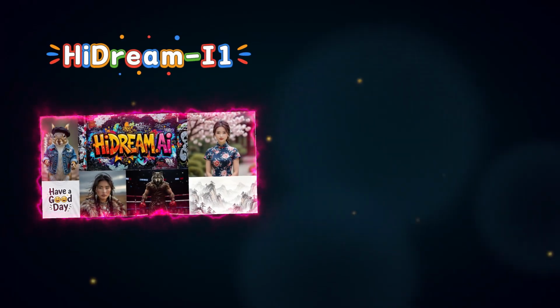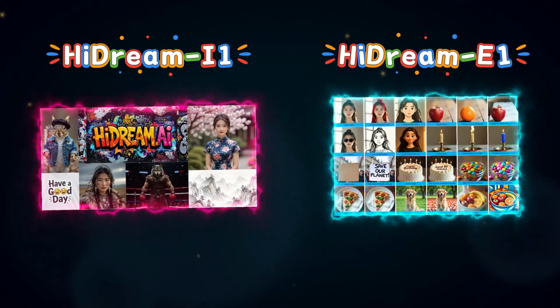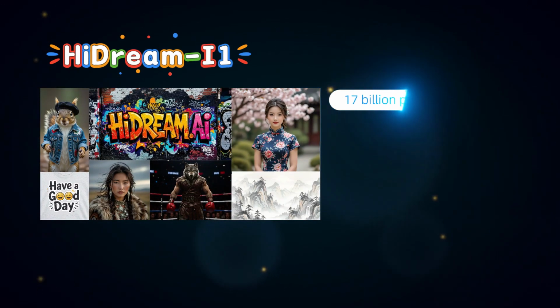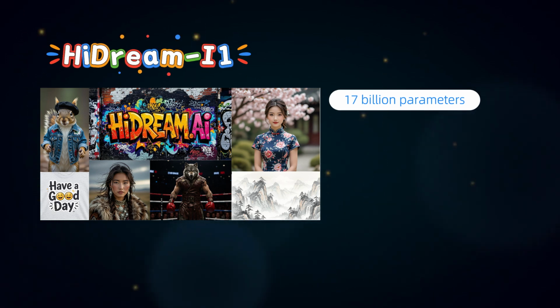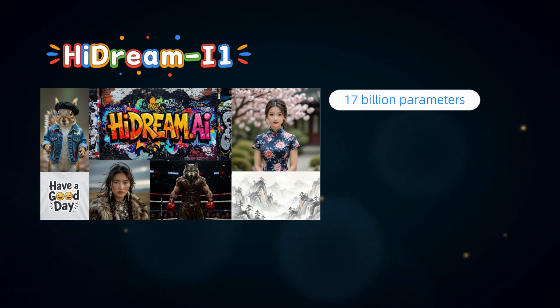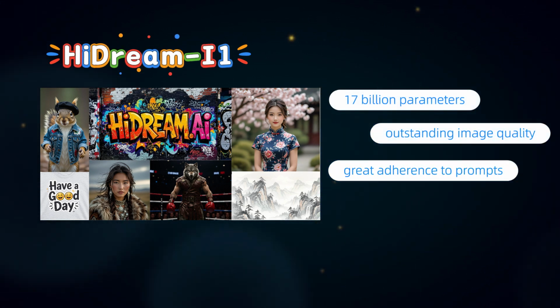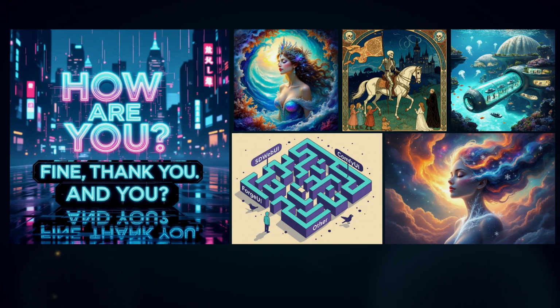The HiDream i1 text-to-image generation model and HiDream e1 image editing model are among the best in the latest open-source diffusion models. The i1 model features 17 billion parameters, surpassing the 12 billion parameters of the most popular Flux 1 series in the community. It delivers outstanding image quality, great adherence to prompts, and is open-sourced for commercial use. I've used it to create some very interesting images.